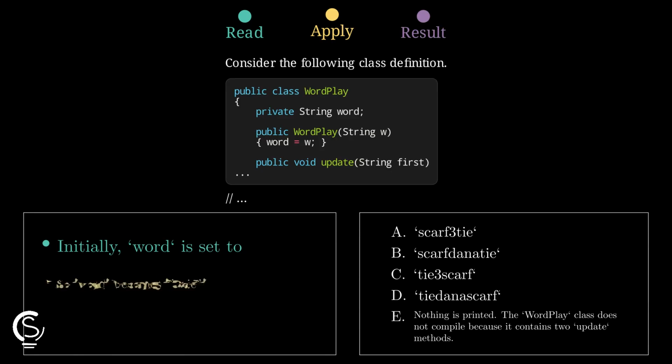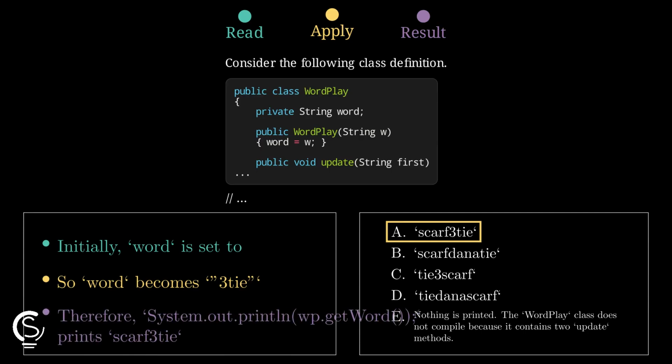Finally, we call the single argument update with scarf. This prepends scarf to our current string, resulting in the final output of scarf 3 tie.